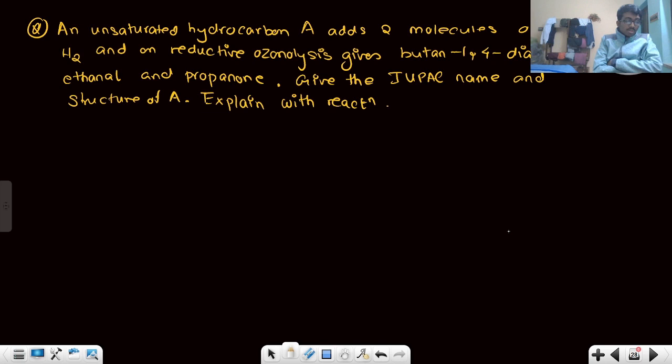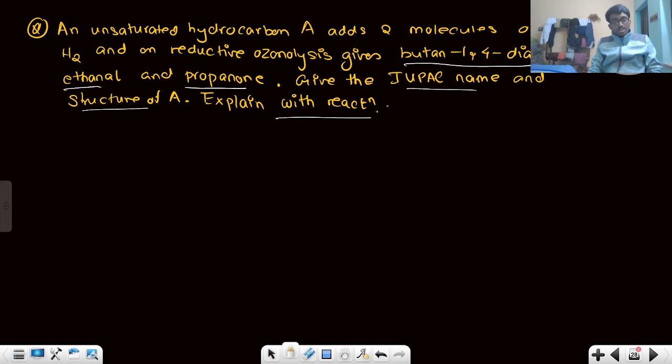Now tell me what will happen. See, three things they are giving: butane 1,4 dial, ethanol, and propanol. So these three things they are giving means there must be two double bonds in the entire compound. There are two double bonds, right or not? Secondly, IUPAC name I have to say. Thirdly, structure, and lastly I have to show the reaction also. Clear? Reaction part, I hope if you are getting the original compound, reaction part won't be a problem for you. First, let's try to get the product.